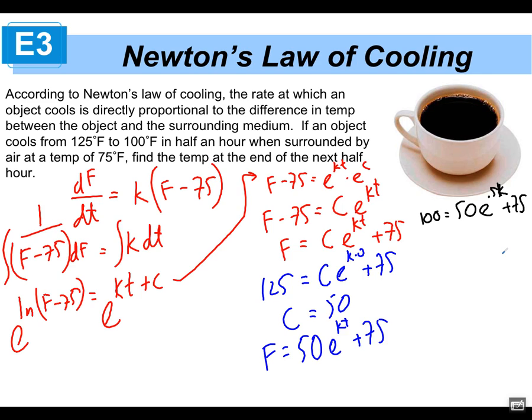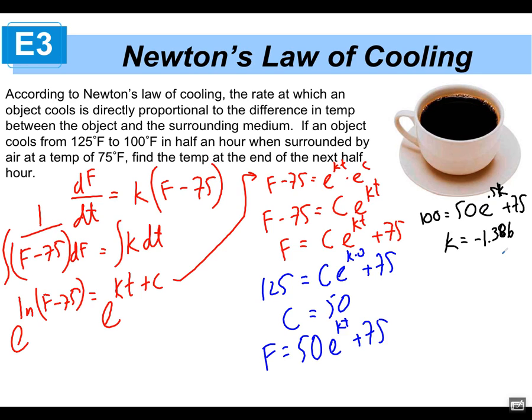Move the 75 to the other side. Divide by the 50. Natural log of both sides. Blah, blah, blah. Solve for k. Do that, please, and tell me what k is. By the way, will it be positive or negative? Negative. Why? Because you're cooling, isn't the temperature going down? Alright. What'd you get for a value? Negative 1.386.